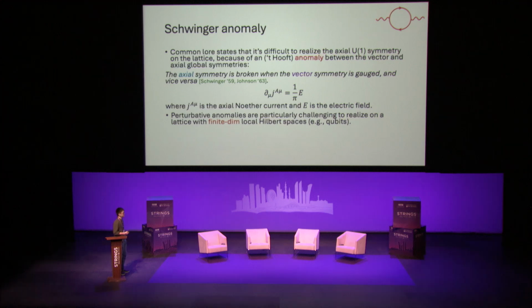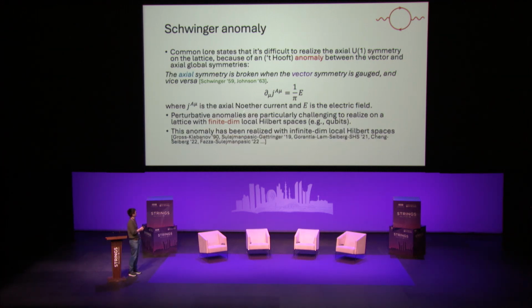And perturbative anomalies are known to be challenging to realize on a lattice, especially with a finite-dimensional local Hilbert space. And that's the case for us. On every local Hilbert space, on every site, we have a qubit. That's two-dimensional. Having said that, it is actually possible to realize this anomaly, more precisely the bosonized version thereof, using an infinite-dimensional local Hilbert space. I'm not going to talk about this construction. In fact, many people who have worked on this subject are here in the audience. Today, I'm going to work on a lattice model with a finite-dimensional local Hilbert space.